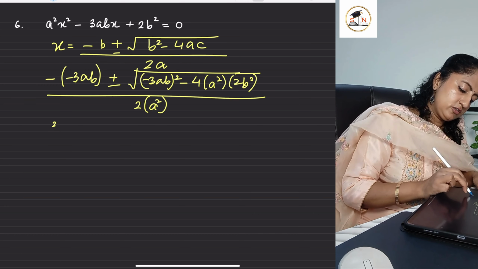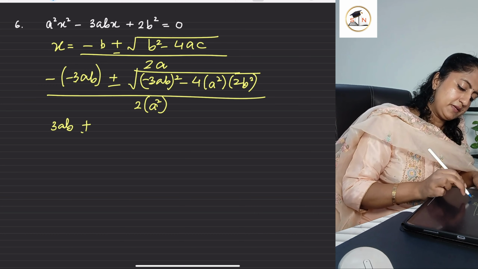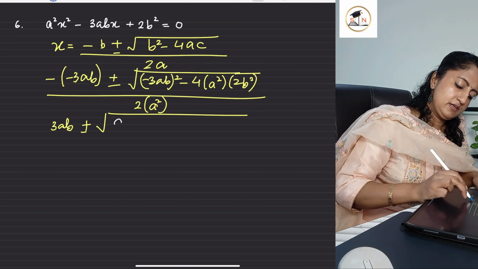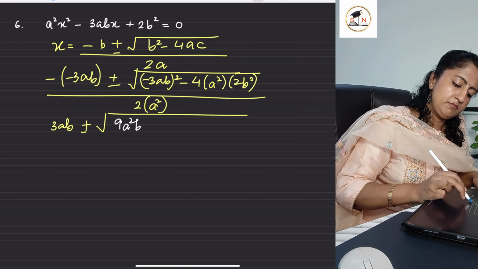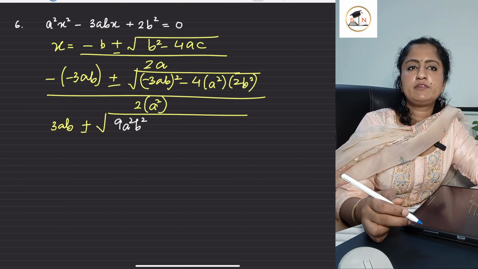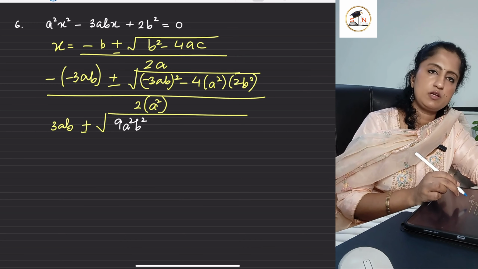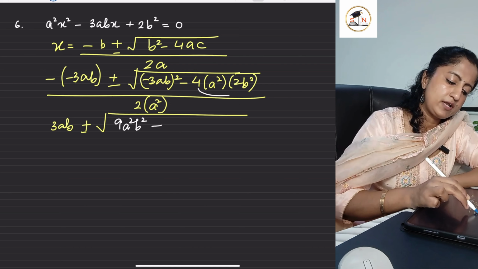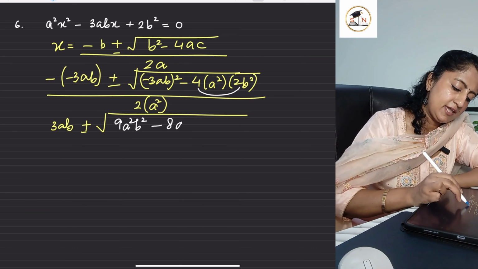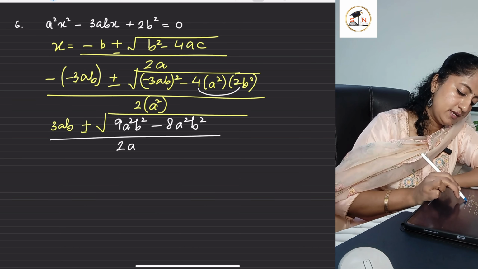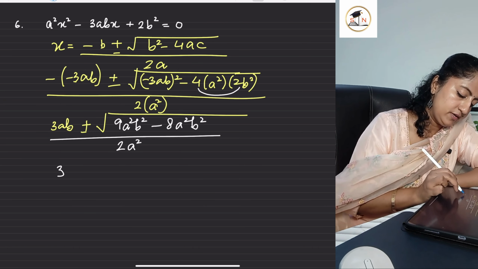We get 3ab outside plus minus. In the root, we are having 9a squared b squared because it was minus 3ab whole squared. So square each and every term and it gave me 9a squared b squared. Now minus, what do we have? 4 times 2, that is 8a squared b squared, over 2a squared. What are we left with in the root?